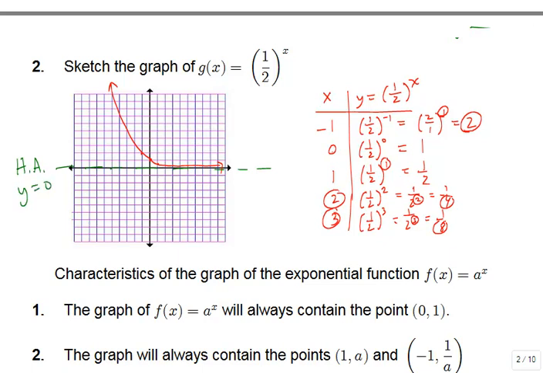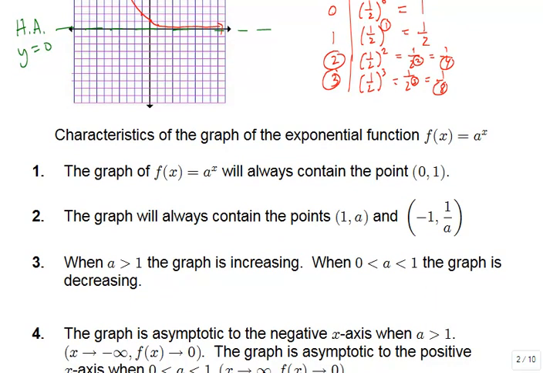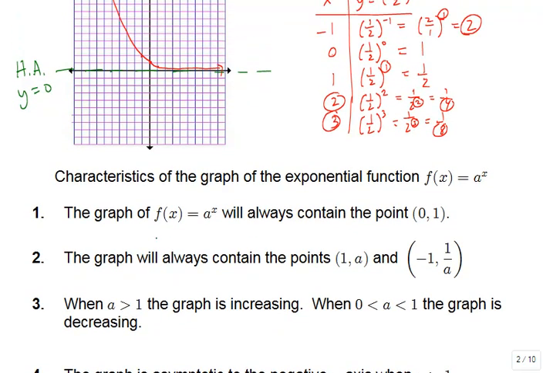So let's summarize our characteristics of these exponential functions. First of all, and we saw this in the last 2 examples, every exponential function a to the x will contain the point 0, 1. And that's because a to the 0 equals 1. So this is assuming a very basic exponential function. There's no shifts or reflections or any kind of transformations that have been applied to this.